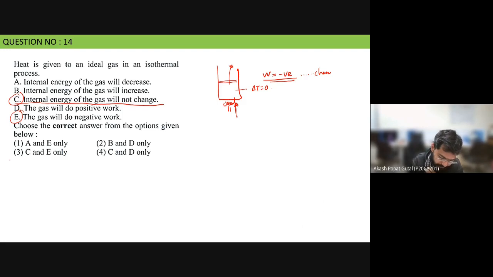E and C. Yeah, third option. If you solve this question from a physics point of view, in physics this work will actually be positive, and the answer will be C and D. So don't think about that. It is for chemists. It's C and E. Answer is correct.